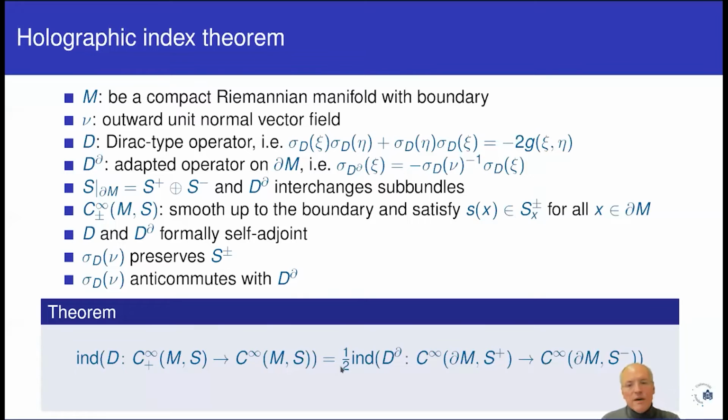And the nice thing about this is that the right-hand side, so this index of the boundary operator, is something taking place on a closed manifold, compact without boundary. And so it can be computed using the usual Atiyah-Singer index formula in applications. And that's what we will do later when we apply the whole thing to the scalar curvature problems.